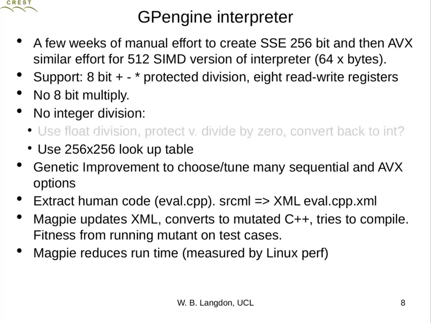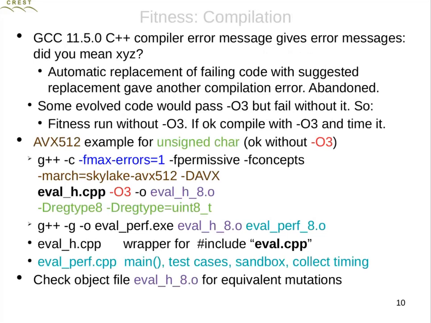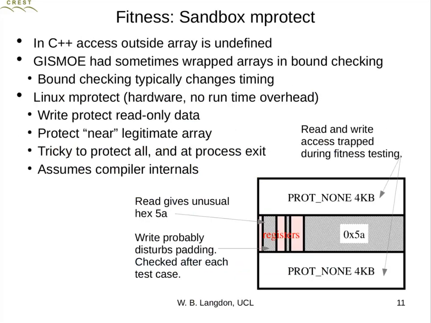We're going to use, as I said, Magpie to tune the human-produced code. The fitness measure is essentially: we run some test cases, and we measure how long it takes the AVX-enhanced code to do those tests. We're going to use Linux perf to measure them. I'm going to skip past the compilation.